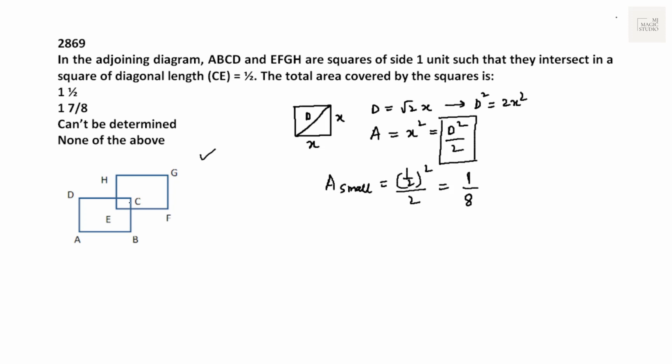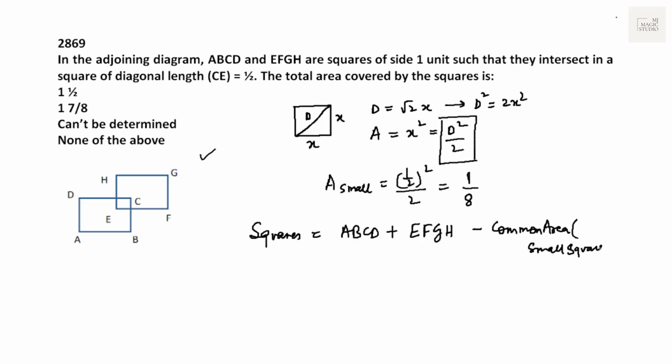So total area covered by the squares is area covered by the square ABCD plus area covered by the square EFGH minus the common area of the small square. Why? Because that small square area is coming up twice, isn't it? This is common and we have calculated it twice when we have taken up the bigger squares.